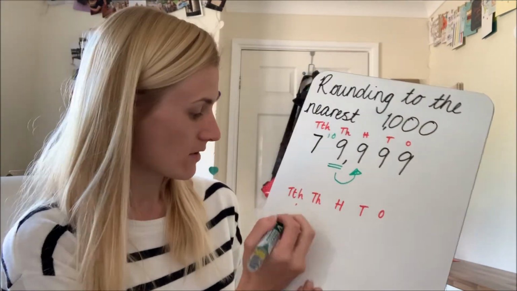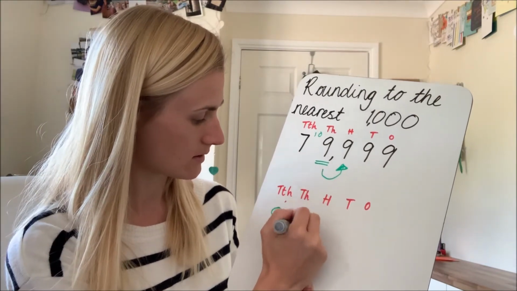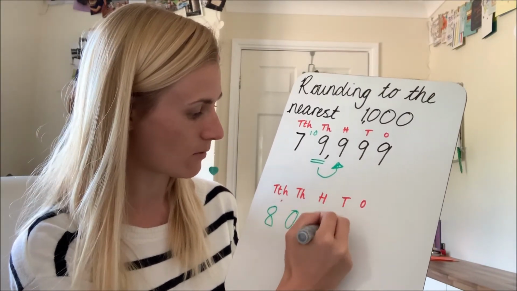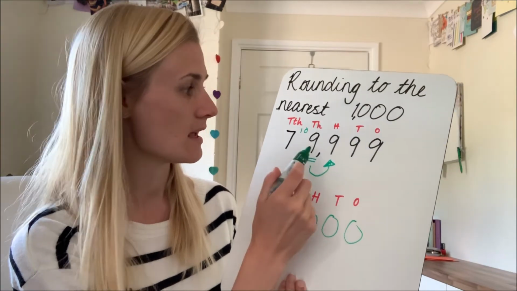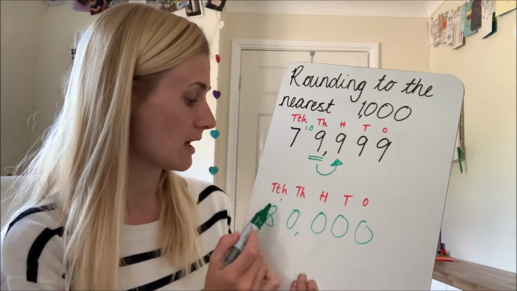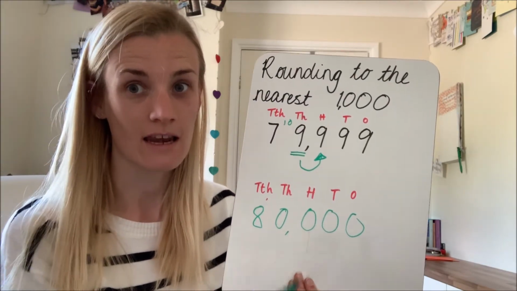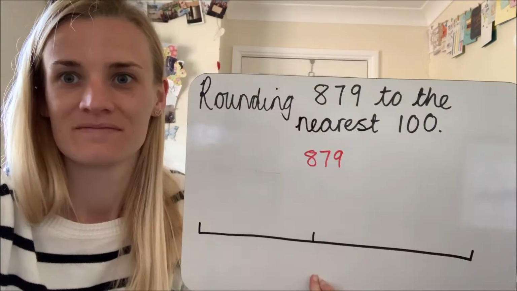So my 7 becomes an 8. My 1,000 is the 0, and then all of them are 0 afterwards. Even though we're only rounding to the nearest 1,000 and we're looking at this digit, it will still change my 10,000 because we got a 10 and we had to carry over.